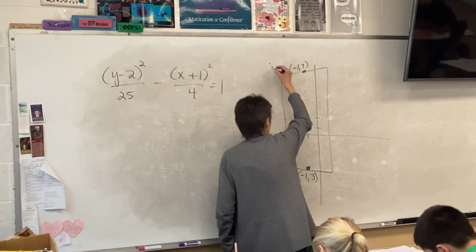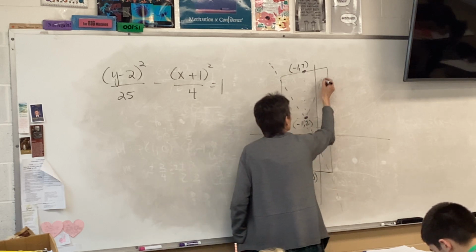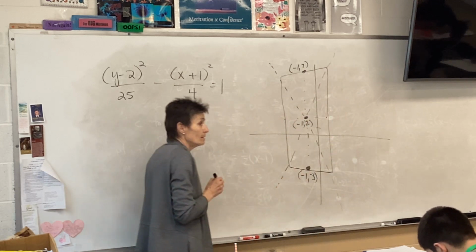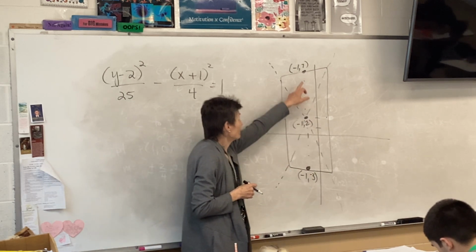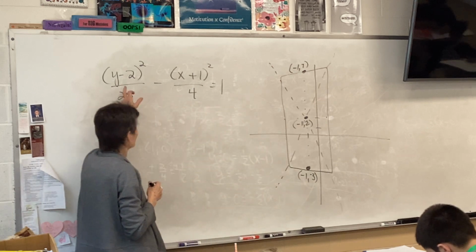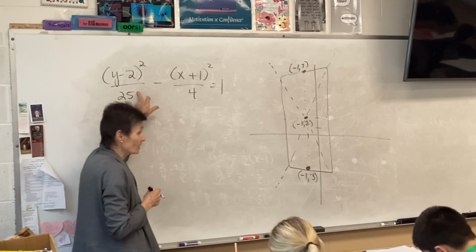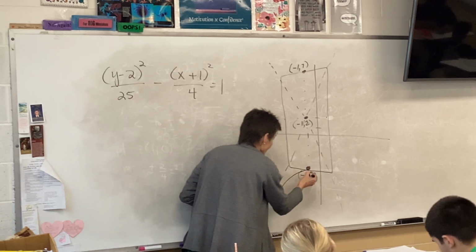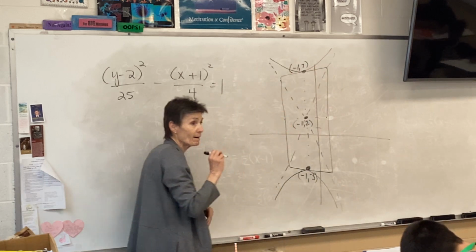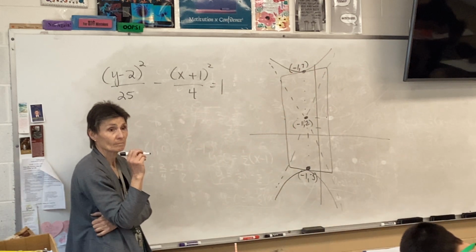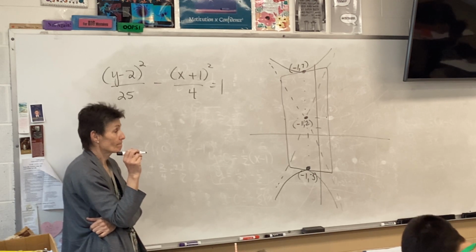Okay, there's my box. Here come my asymptotes. Now I went ahead because I'm thinking ahead and I made these dots big and black because that is y, and y comes first. So this is the way my hyperbola is going to open. Would everyone agree with that? Okay.